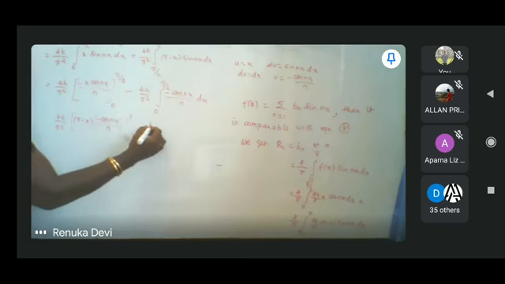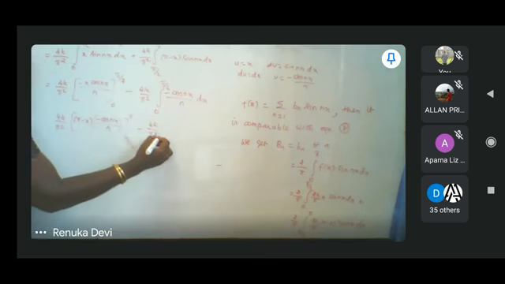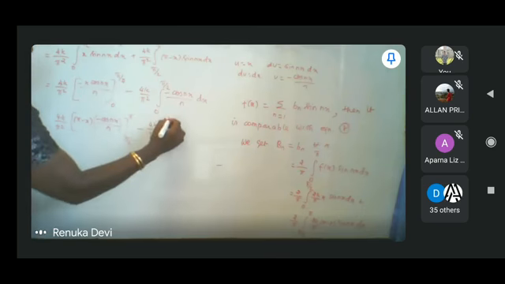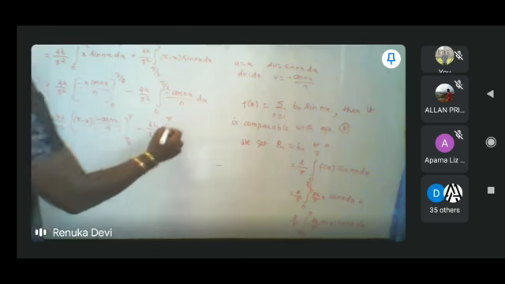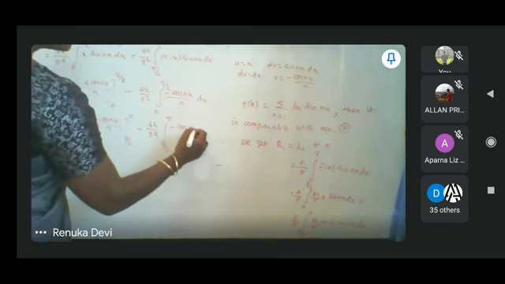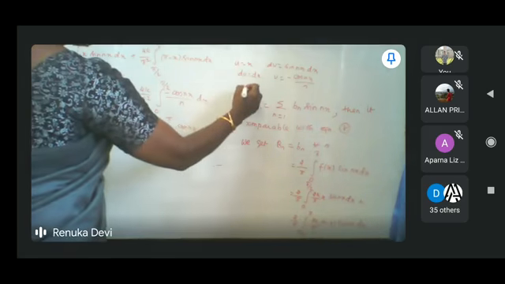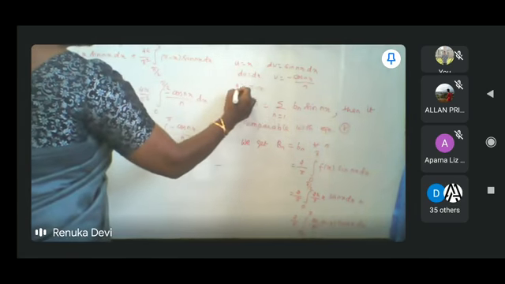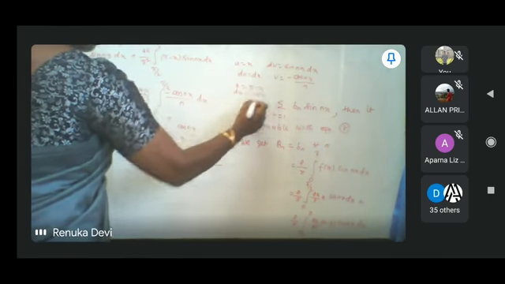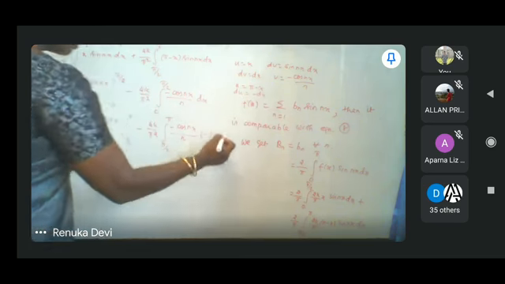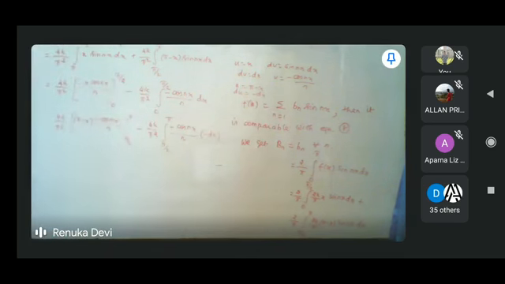Minus 4k by pi square integral pi by 2 to pi, v is minus cos nx by n, and here what is our u? U is pi minus x. Therefore du is minus dx. You must be careful in this case. So one more minus sign will be there.